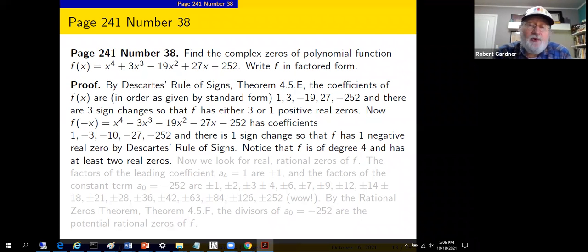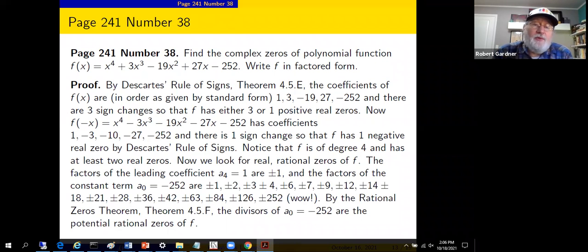Okay, we've got a technique for doing that: the rational zeros theorem that we saw in the previous section. We're going to consider the factors of the leading coefficient. Leading coefficient is 1, a sub 4 equals 1. And the integer divisors of 1 are plus or minus 1. And we're going to consider the constant term, a sub 0 equals negative 252. We're going to find all of the divisors of negative 252. And they are plentiful. I think there's 36 numbers listed here. Wow. All right.